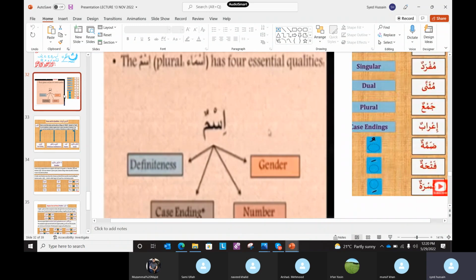For example, an ism. Whenever we talk about ism, there must be four things there, as I discussed. Number one, gender. Second thing is definiteness. Third thing is number. These are very common in any language, regardless of Arabic, English, French. The most distinguished thing which we don't find in any language when the ism comes is called case ending. What is case ending?